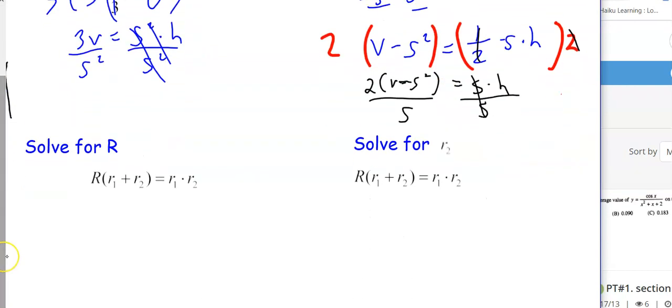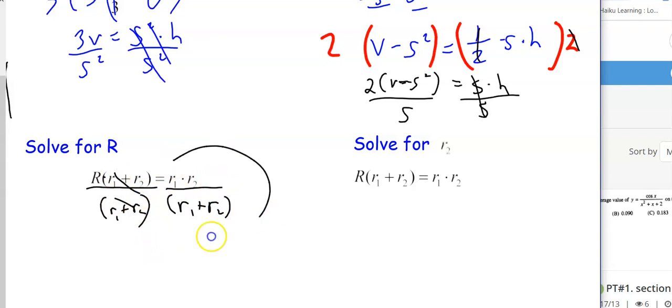Let's get to a couple of more difficult cases here. To solve this for capital R, actually this one's not too bad. It's in one step, right? If we just divide both sides by that parentheses, R1 plus R2, that cancels, and R equals basically that, which is nice.